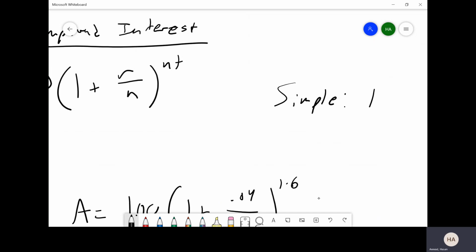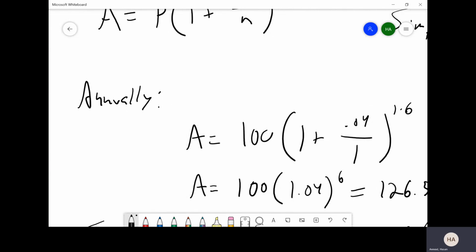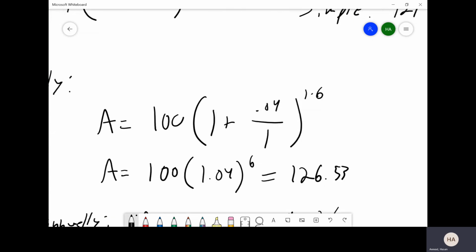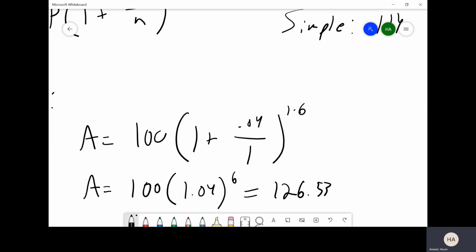Simple came out to be 124 on the dot, right? As soon as we changed it to compound interest, even though it's only happening one time, only accruing one time per year, annually, notice how our amount went up, right? We went from 124 to 126.53. Our number went up.